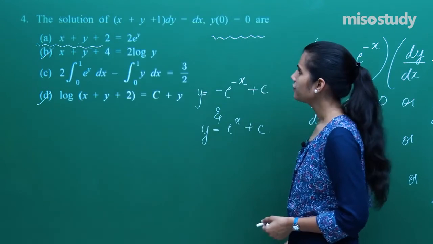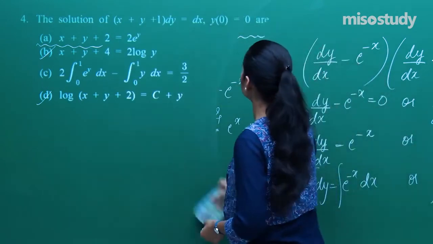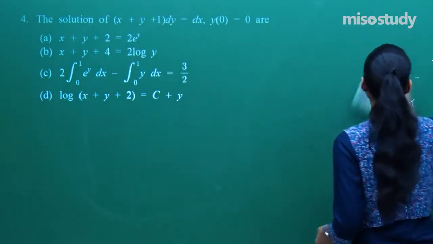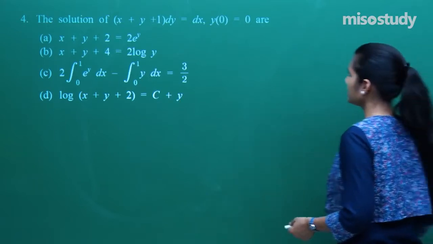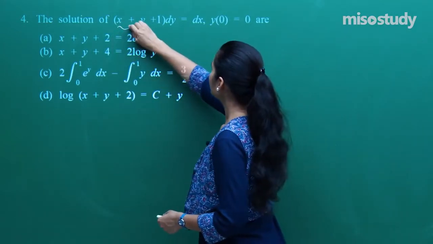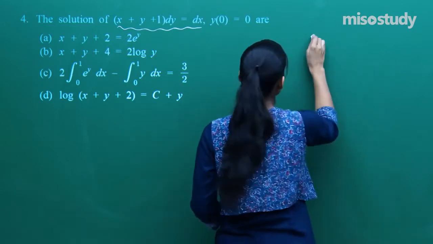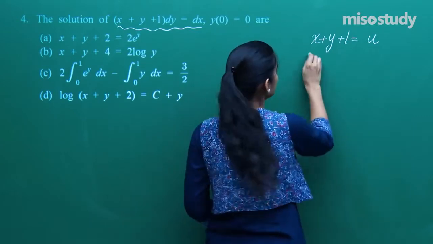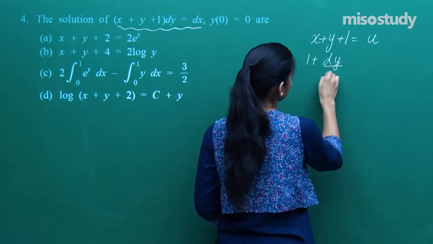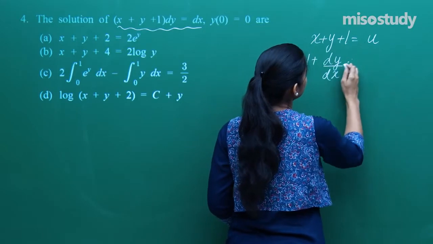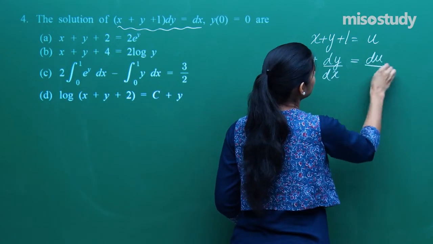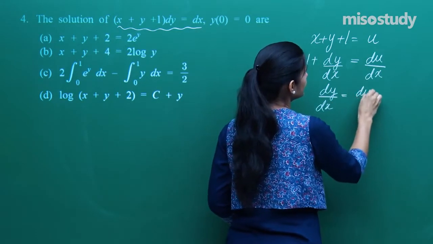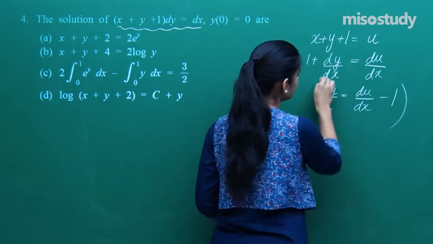Moving to the next one, we have what is the solution of this differential equation. Okay, so something like this we've done. It is completely directly based on that concept. What is it? Let's try to understand. Here the moment I see (x plus y plus 1) dy equals dx, I decide to take x plus y plus 1 to be equal to u. From here you get 1 plus dy/dx plus 0 equals du/dx. So dy/dx becomes du/dx minus 1.